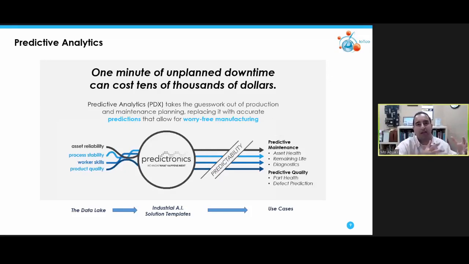So the data lake, are you connected? Do you have the right data today to do industrial AI? This is the foundation for any AI and analytics project. Good data drives good analytics and more accurate, precise predictions over time.